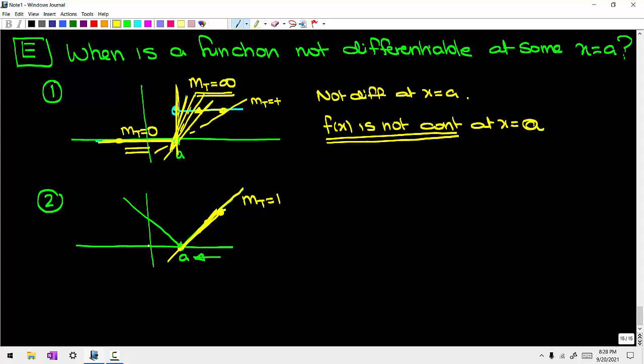If I do the same thing from the left, I pick a point and draw a secant line, bring that point closer and closer. That secant line will eventually become the tangent line, which happens to be the same line that we have. Since these two lines are exactly the same, except one's going up and the other one's going down, the slope of this line is going to be -1. So the two slopes are not the same, and that's why it's not differentiable at a.